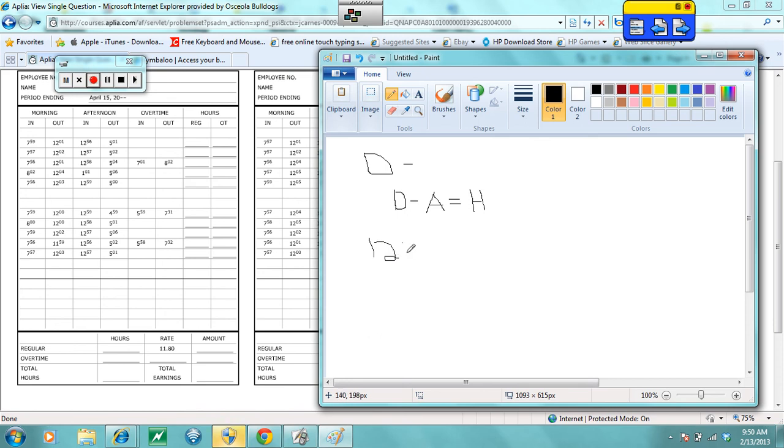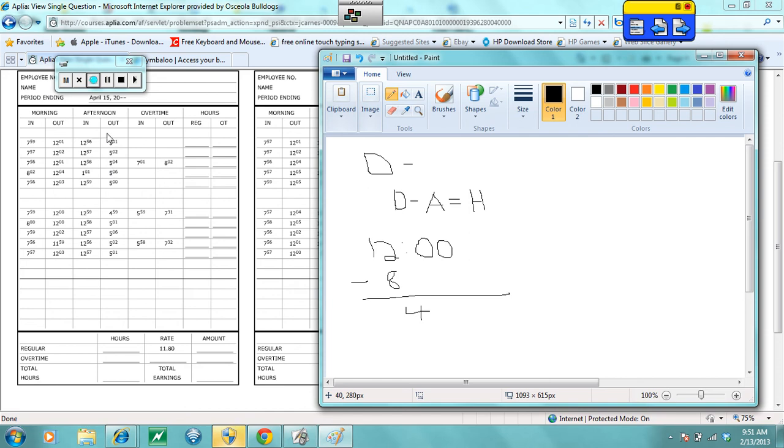And you can laugh at my funny drawings because I didn't know how else to do this so that you could see how I was doing it. Minus, here's 8 o'clock, right? So what's 12 minus 8? Well, it's 4. So I have 4 hours worked in the morning.